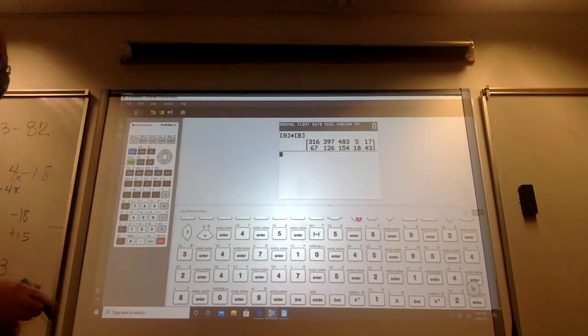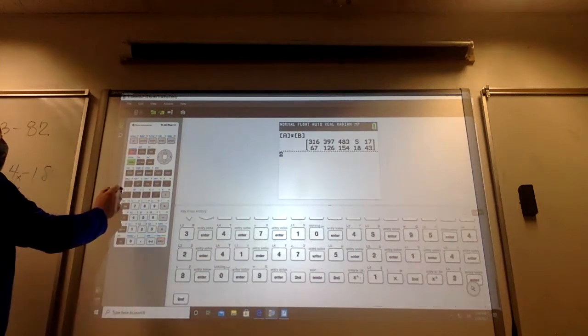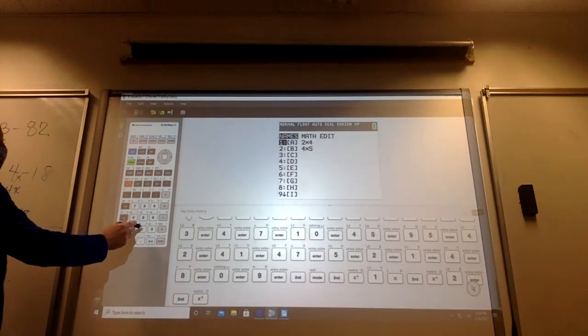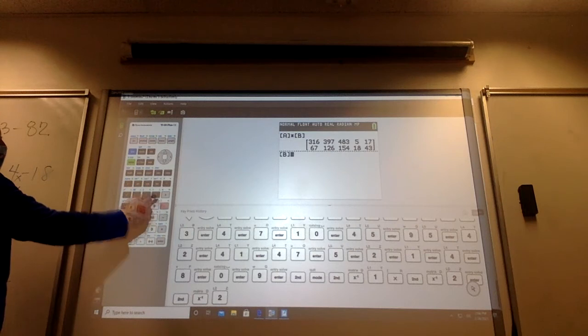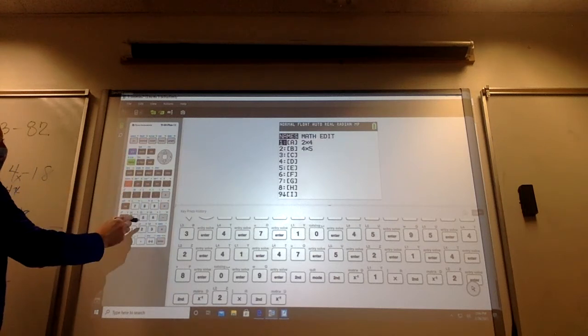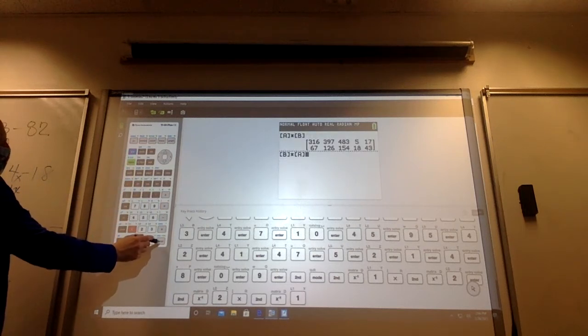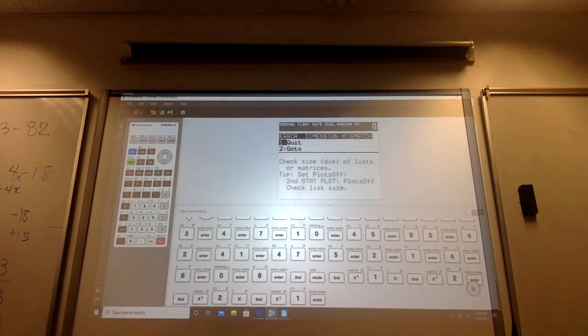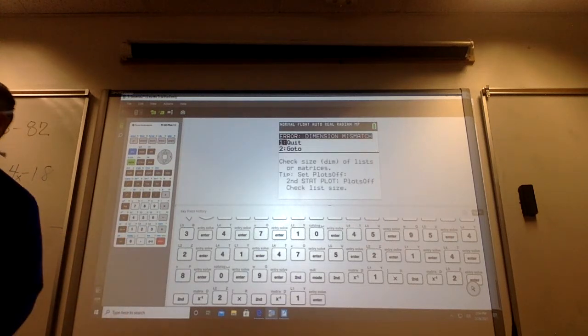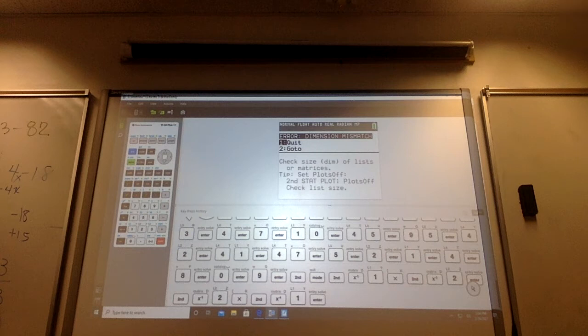Okay, now what I want to show you though is I'm going to go back into matrix C. I'm going to go second matrix. I'm going to do matrix B times matrix A. If I multiply those together, it's going to say it's a dimensional mismatch. That meant the inside dimensions didn't match. If they don't match, you can't multiply the matrices together.